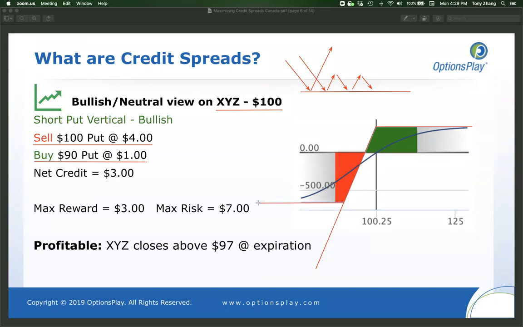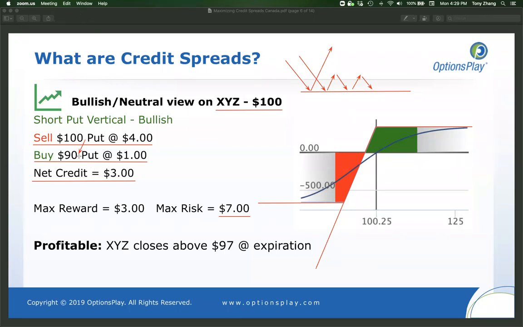That's the primary reason you want to buy that lower put, because spending a little bit of money will allow you to cap your risk. Now, instead of receiving $4 for that credit, you're going to receive a net credit of $3. But instead of risking $96 a share, you're now risking only $7 a share. The way we calculate the $7 is the difference between the 100 strike put and the $90 put, which is $10, minus the $3 that we're receiving in credit. That's how we get the $7.